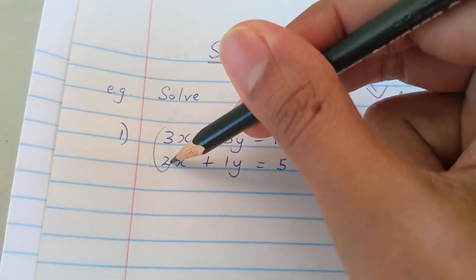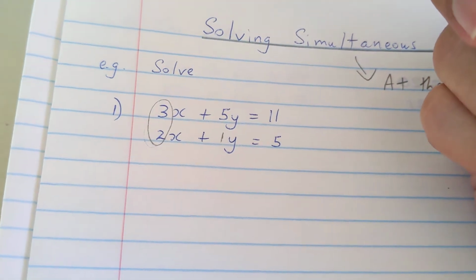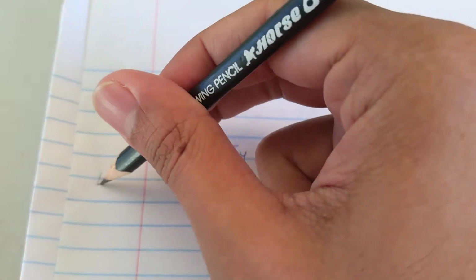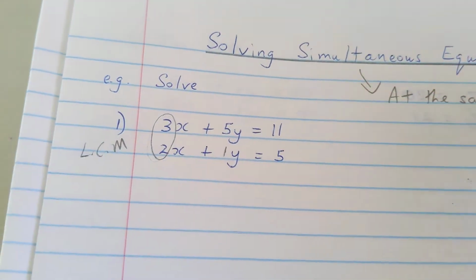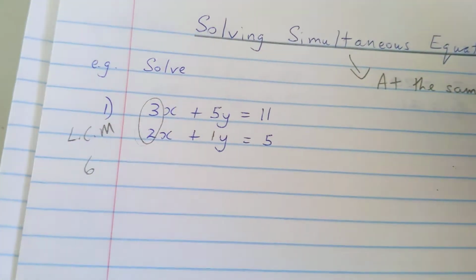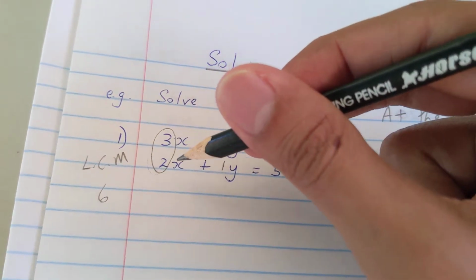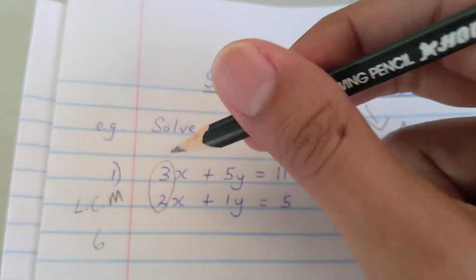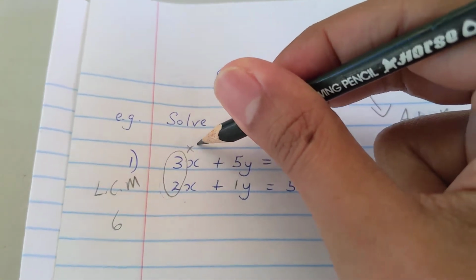So I'm going to pick x. The numbers in front of the x, the coefficient of x, I want to make them the same. And we're making them the same by finding the LCM. So the LCM of 3 and 2 is 6. So my goal now is to turn this into 6 and to turn this into 6. So to turn this into 6, I need to multiply it by 2.